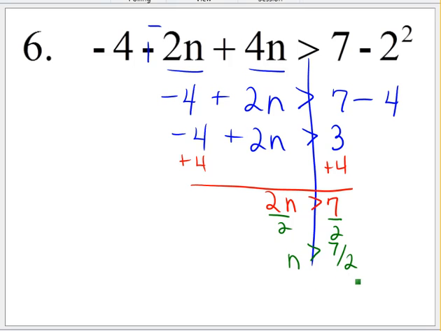This does give me 3 and 1/2. 7/2 is 3 and 1/2. So I'll place 3 on my number line, 4 on my number line, and 7/2, which is 3 and 1/2. Open dot, not included, and I'll shade to the right.